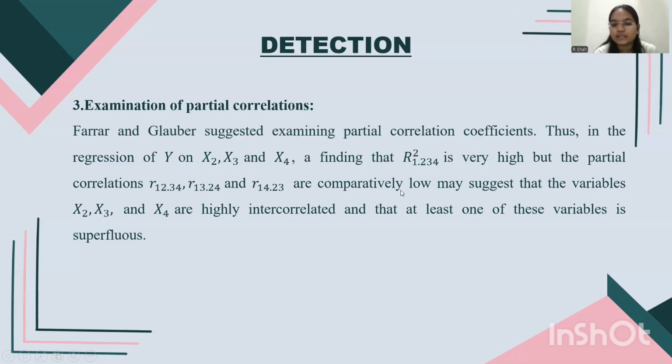So R square is very high, right? But these, R12.34, R13.24, are the partial correlations, right? They are comparatively low, which may suggest that the variables x2, x3, x4 are highly intercorrelated and at least one of these variables is superfluous.